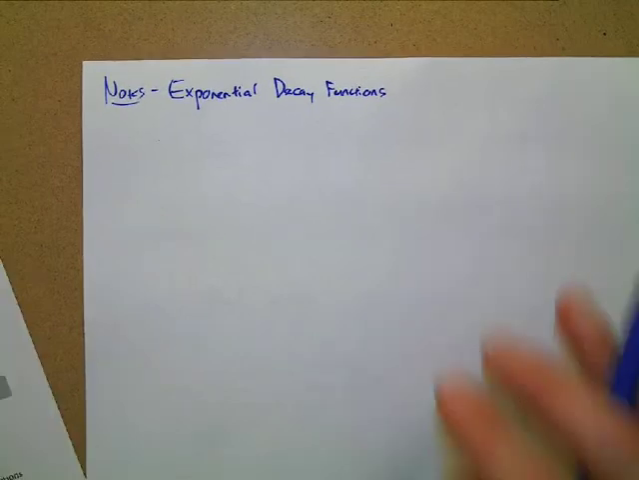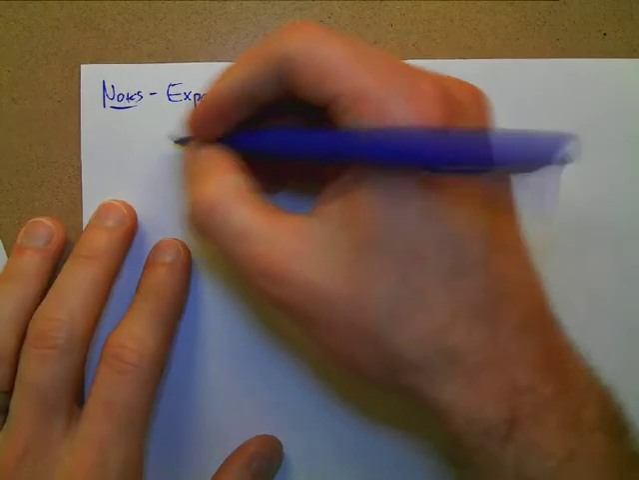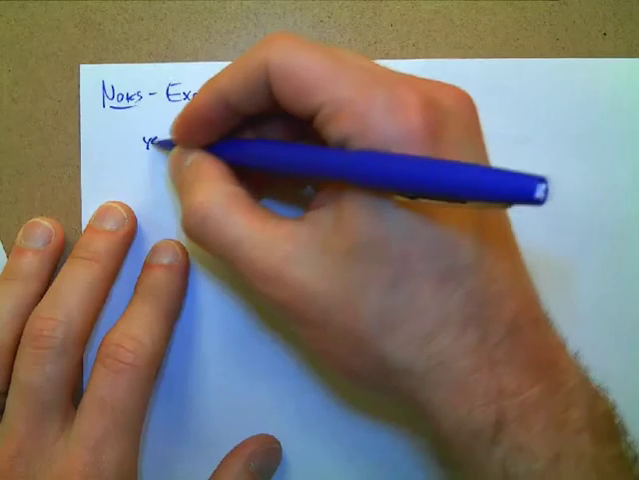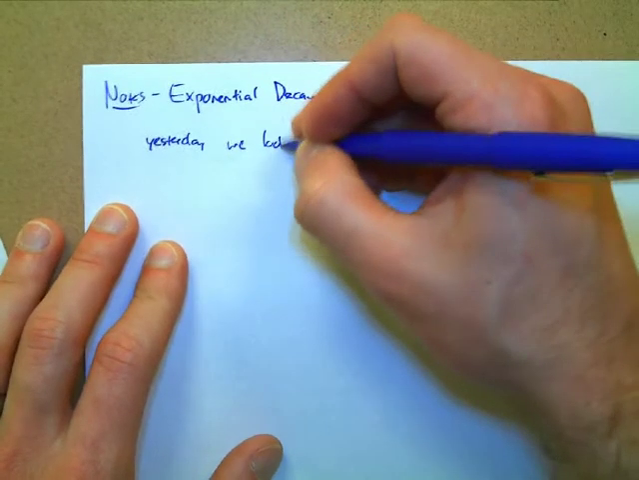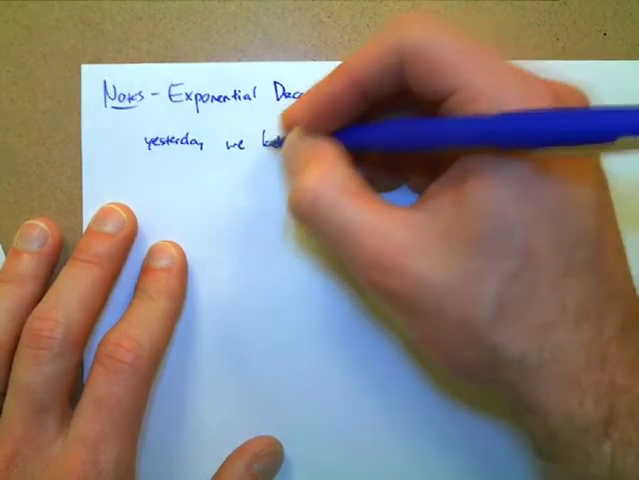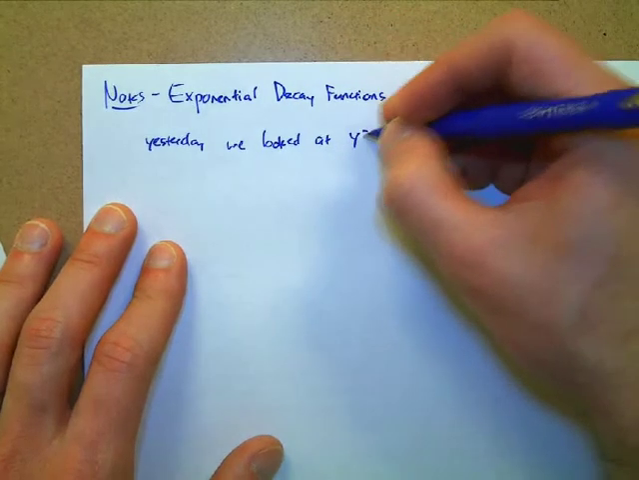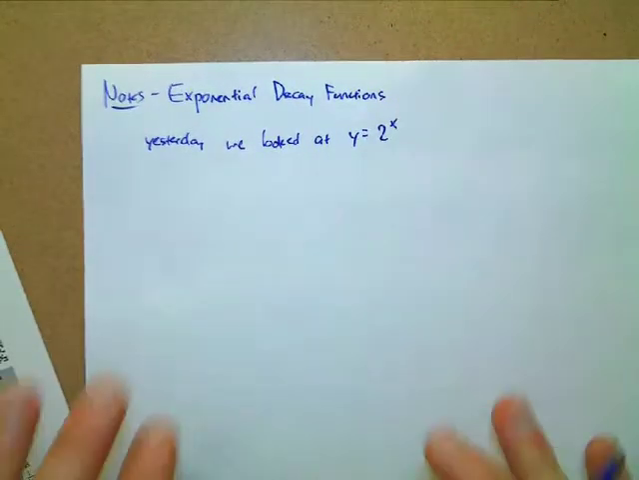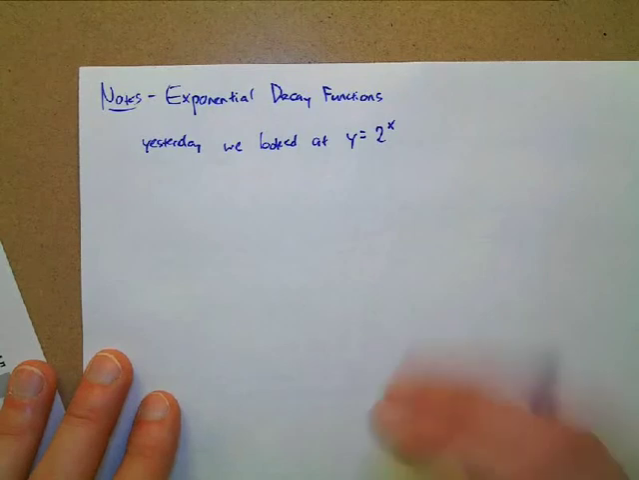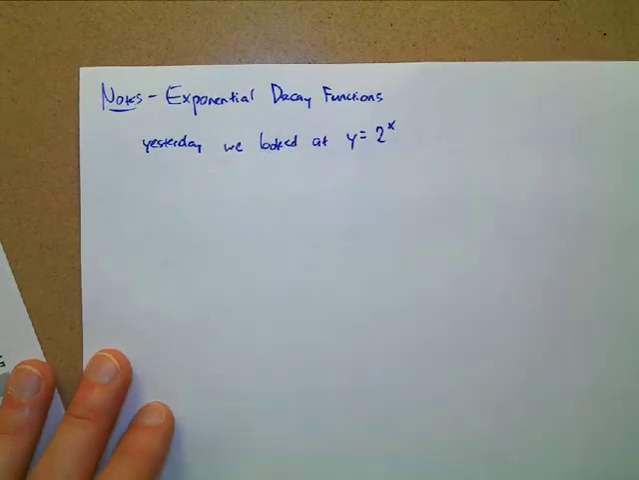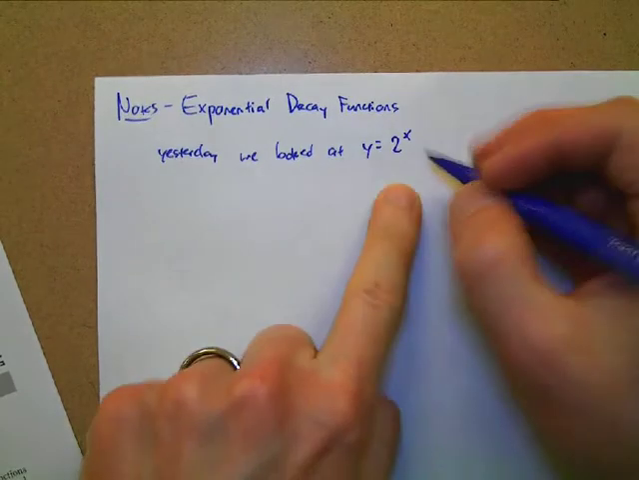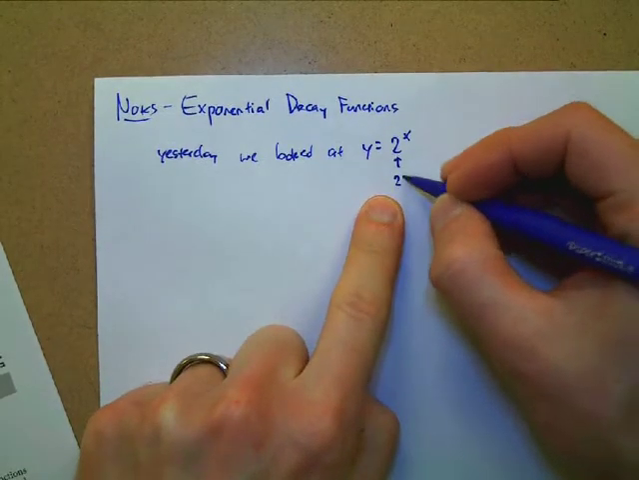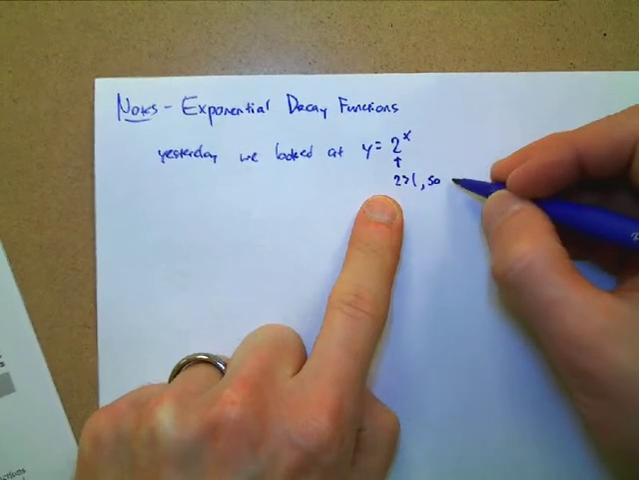So, exponential decay functions. Remember from yesterday, we looked at y equals 2 to the x, and this was a growth function. Why? What made it growth? The 2, right? 2 is greater than 1, so growth.